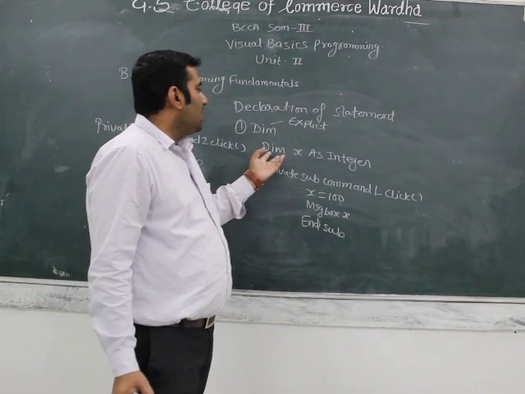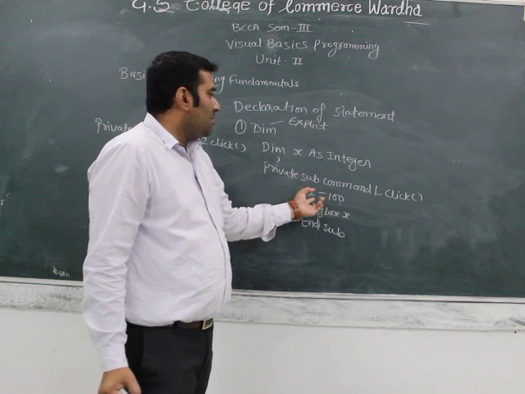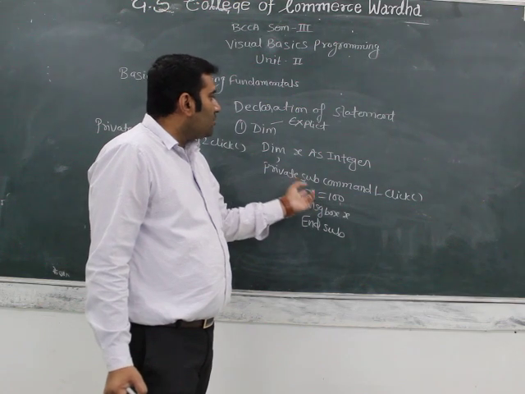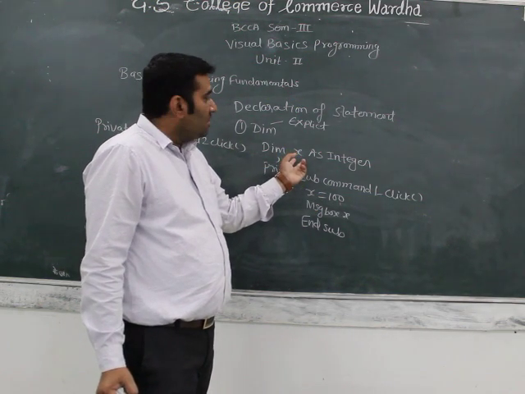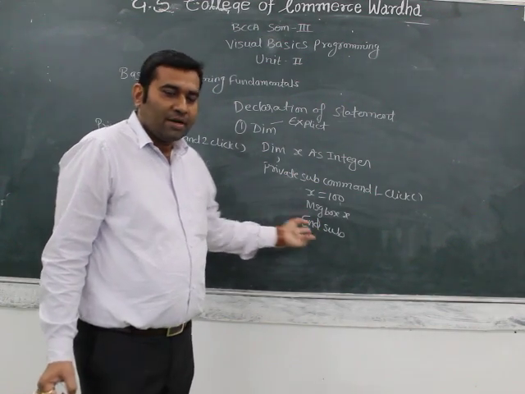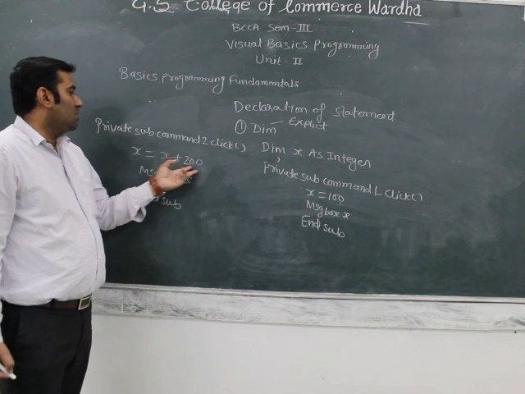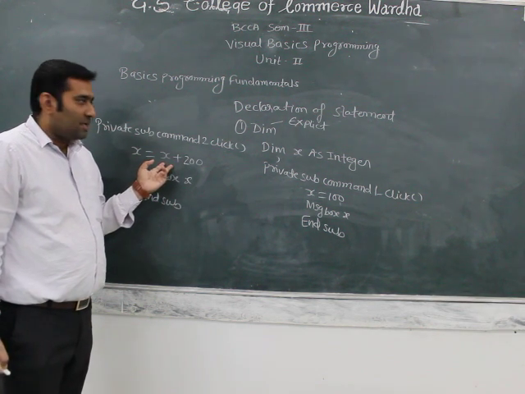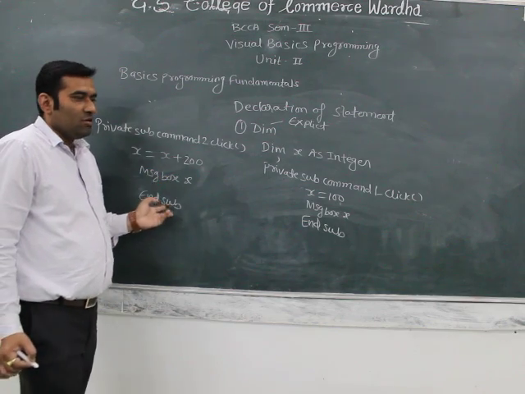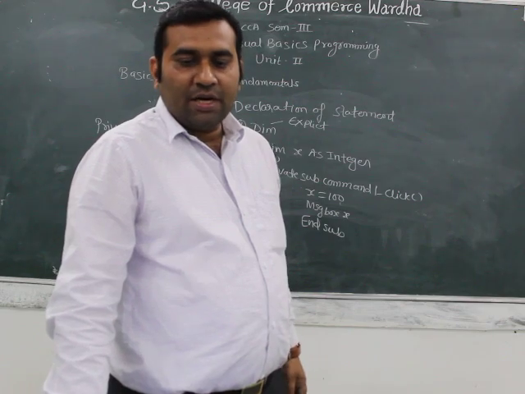The dim statement is declared firstly as dim x as integer. In the command button the value of x is initialized, and the value of x is stored in the dim x variable. In the message box x shows the value of 100. Then on the command button x is x plus 200. First the value of x is 100, 100 plus 200, and the message box shows the value of x as 300. In this way the dim statement is declared.